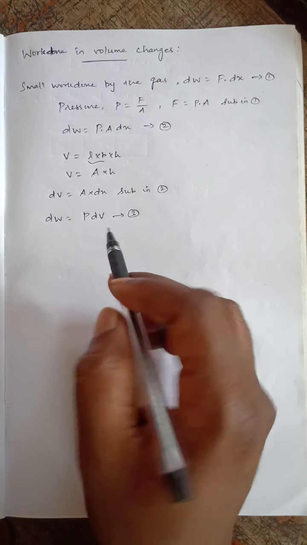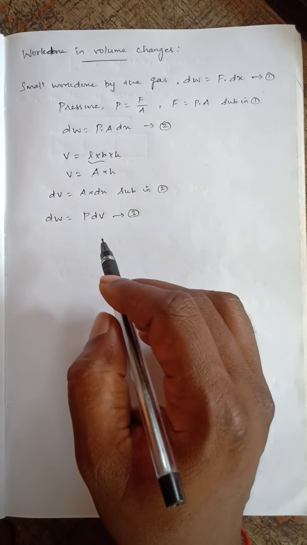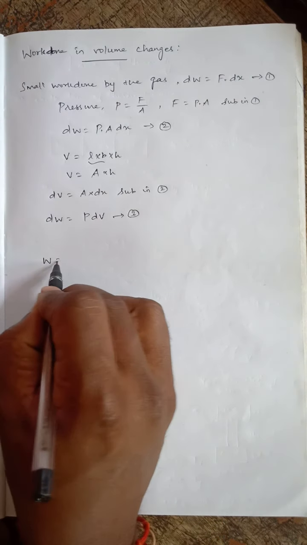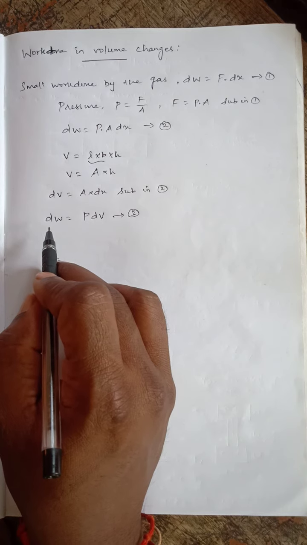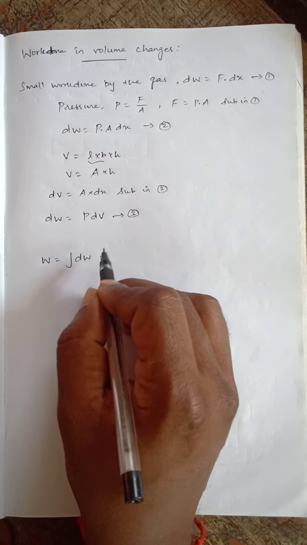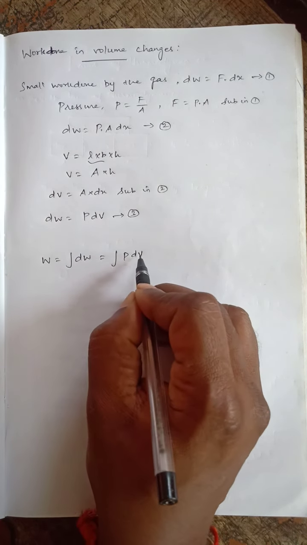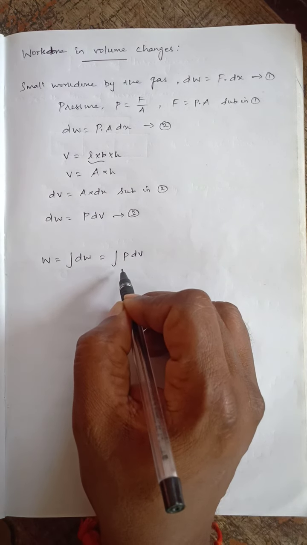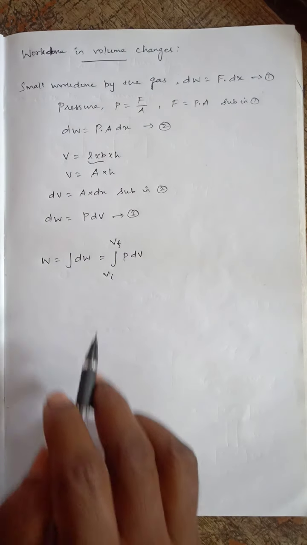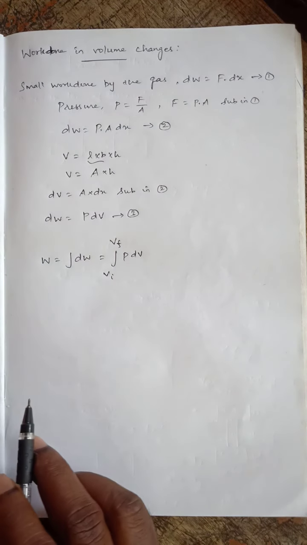In general, the volume will change from the initial to the final volume, so we have to find the entire work done. We integrate this small amount of work done: the integral of dW gives W. At the same time we integrate the right side also, the integral of P into dV, where P is constant and the volume changes from initial to final. Vi indicates the initial volume of the gas, and Vf is the final volume after it has increased.